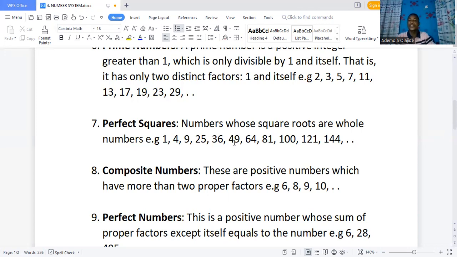25, 36, 49. But if you take the square root of each of them, it will give you a whole number too. So for example, the square root of 1 is 1, the square root of 4 is 2, the square root of 9, that is the number that multiplies itself to give 9, is 3. Square root of 25, the number that multiplies itself to give 25, is 5.